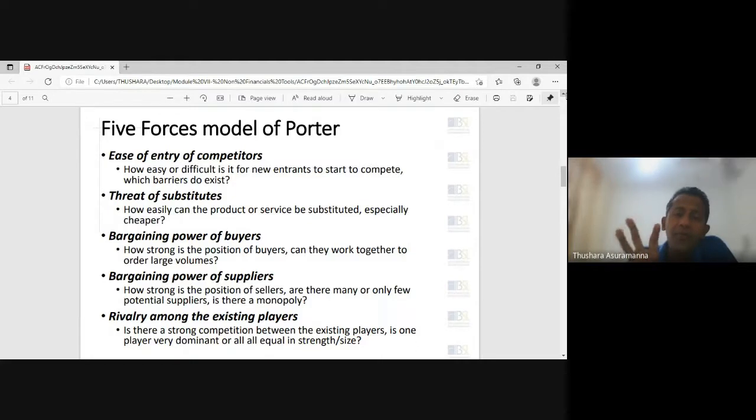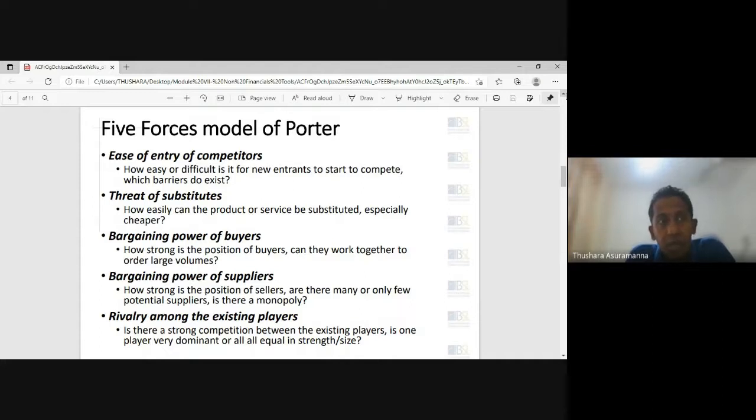But before the diagram, we will understand what the 5 forces are that we are interested in learning, in order to understand the external business environment or external competition. Ease of entry of competitors: how easy or difficult is it for new competitors to enter the existing market. Number 2, threat of substitutes: whether substitutes are available, and if so, what the threat of those substitutes could be.